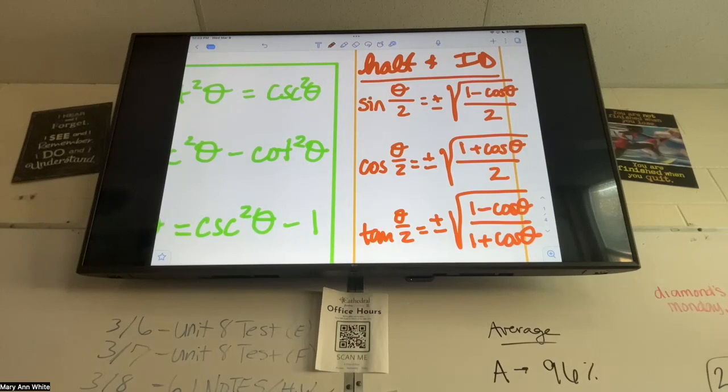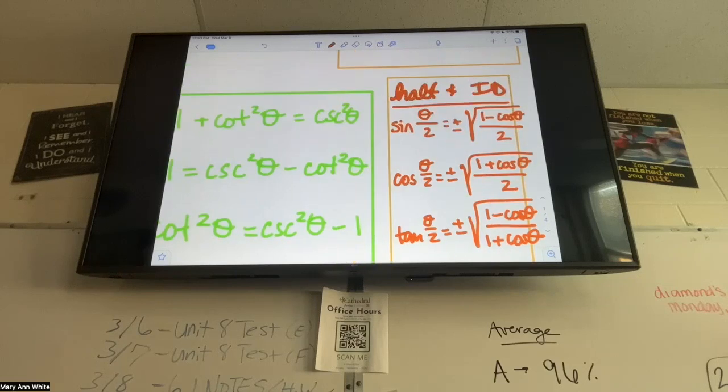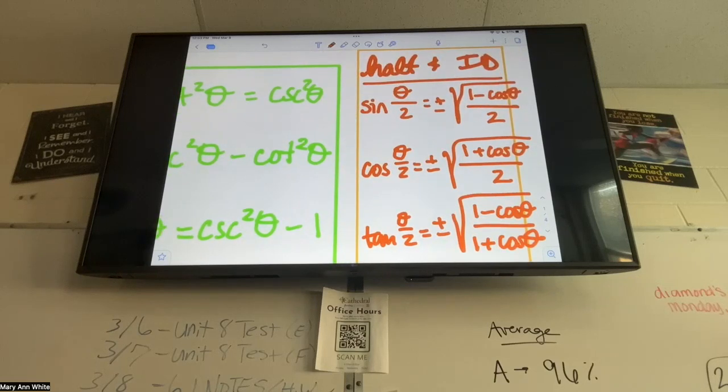Okay. Everyone write down half angles, or need a picture? Anyone need it for double angles? Everyone's good? Okay, moving on.